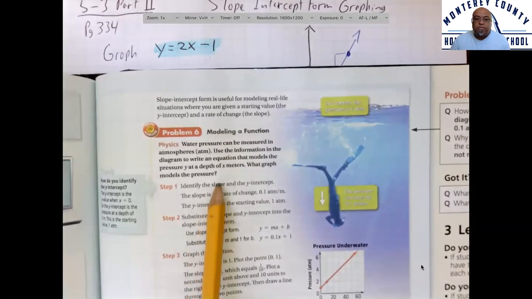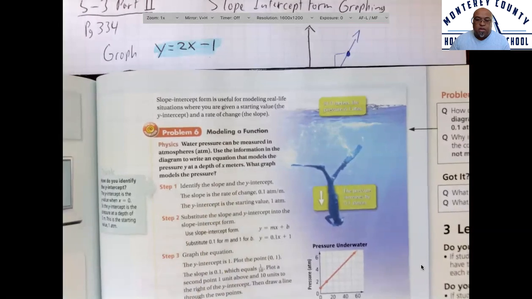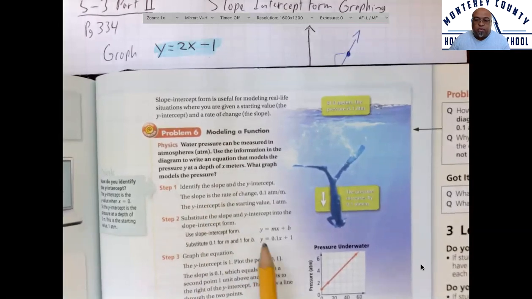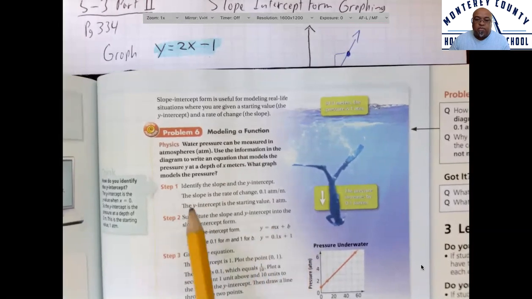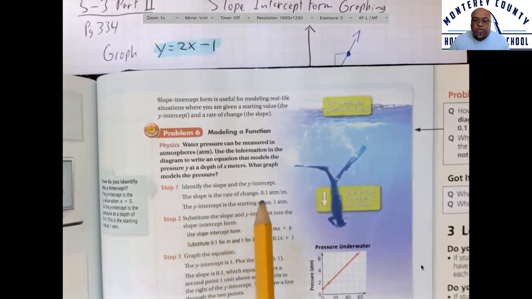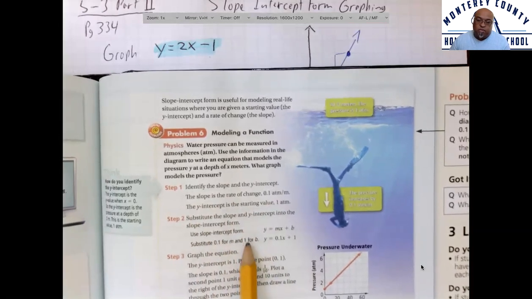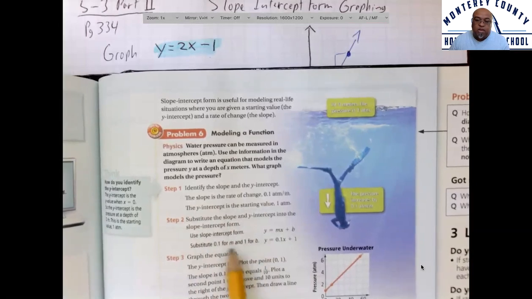Given what we know, y represents the pressure and x represents the meters. So using slope-intercept form, you can go y equals mx plus b. Now it says identify the slope and y-intercept. The slope is the rate of change at 0.1 atms per meter. Like I said, I don't like that they use a decimal, but we've got to work with decimals at some point in our lives. So substitute 0.1 for m, the slope.